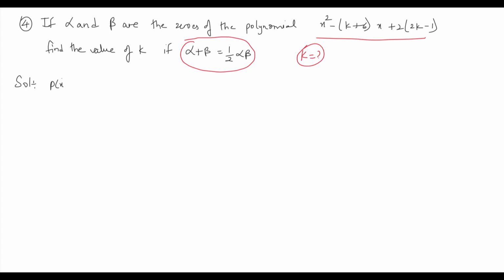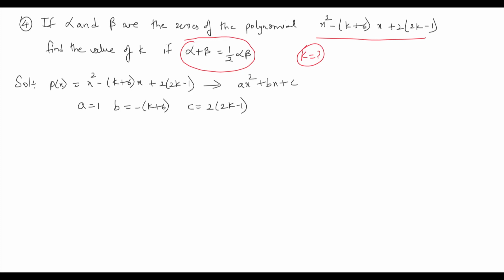Let the polynomial be p of x is equal to x square minus (k plus 6)x plus 2(2k minus 1). First thing we have to do is compare it with ax square plus bx plus c. So we'll know what our a is. a is 1 and b is minus (k plus 6). c is 2 of 2k minus 1.